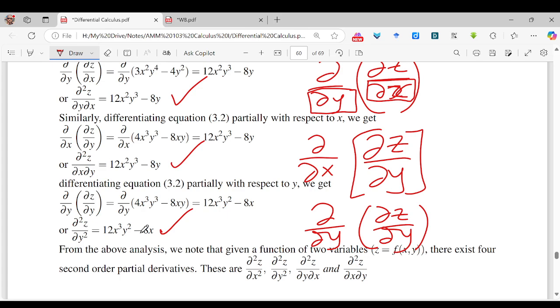The last two, however, if the function z is continuous, are always equal. As you can see here, these two are equal. So normally, for a continuous function, it doesn't matter whether you start differentiating z with respect to x, followed by differentiation with respect to y, or you differentiate partially with respect to y first, followed by differentiation with respect to x. This will give us the same results.